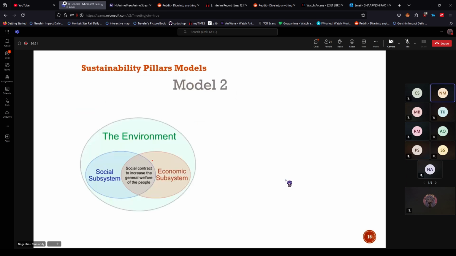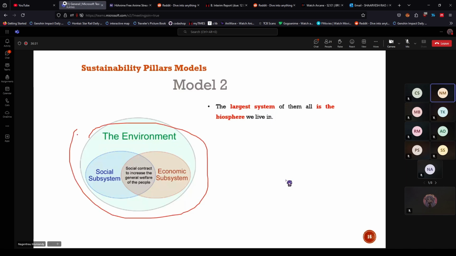And the second model, we call it the largest system biosphere model, right? Here, the environment is the largest system, and there are subsystems, social and economic. That means social and economic should always be part of the environment. For example, if I'm running a business, or maybe doing something for people, a people-centric activity, all this should be concerned about the environment. We cannot neglect the environment, right?